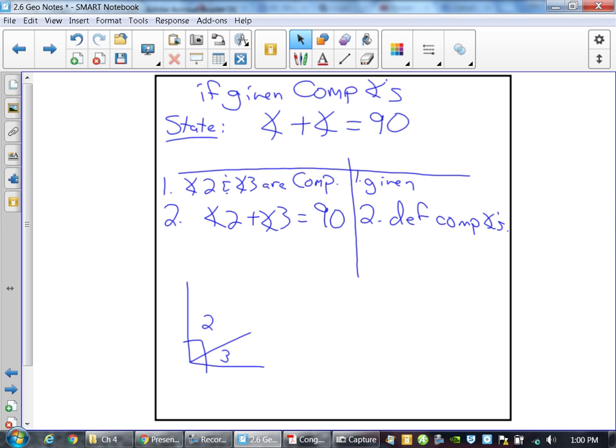Anyway, but no, you know what to do because on your progression sheet, Murphy told me to write this down because if I'm given complementary angles, I know that this stuff has to happen. So I can write at least something down to get me started. Okay.